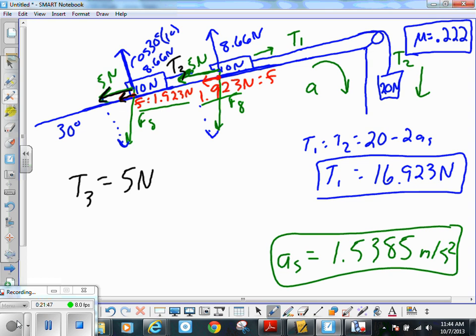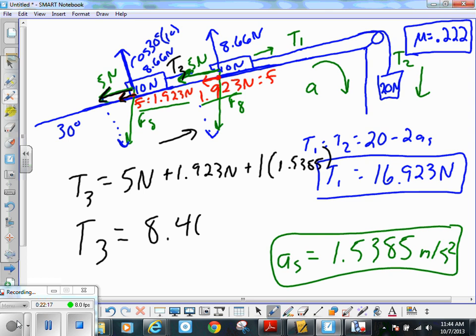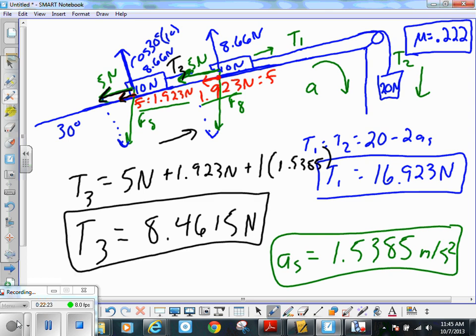Plus, we have to fight off this friction, so plus 1.923 newtons, plus the acceleration of the system that's going to cause this 1 kilogram mass to move uphill. So that's 1 kilogram times the acceleration of the system, which is 1.5385. And our tension 3 then is 8.4615 newtons. Okay, so hopefully this helps you with coefficient of friction and ramp problems and Newton's third law.